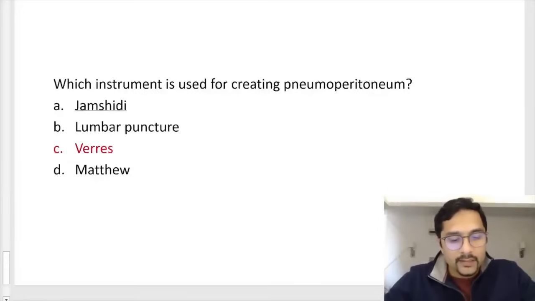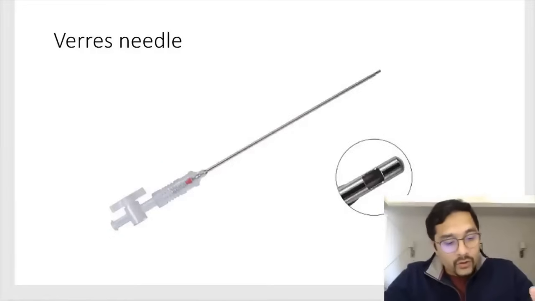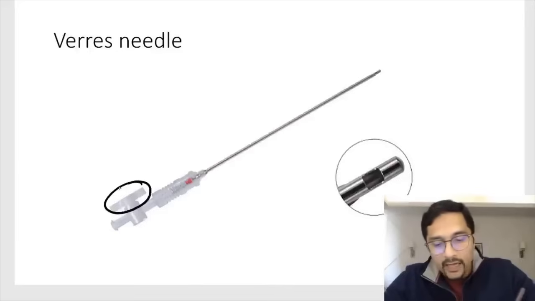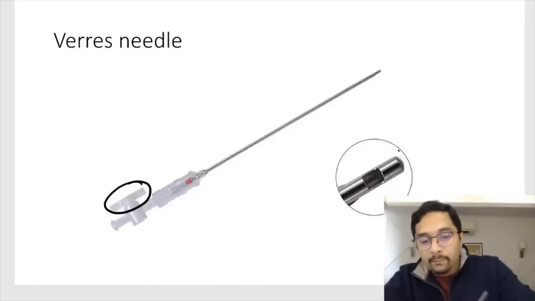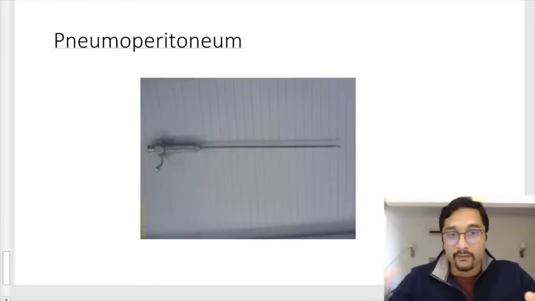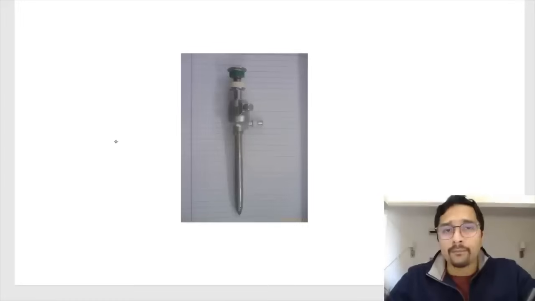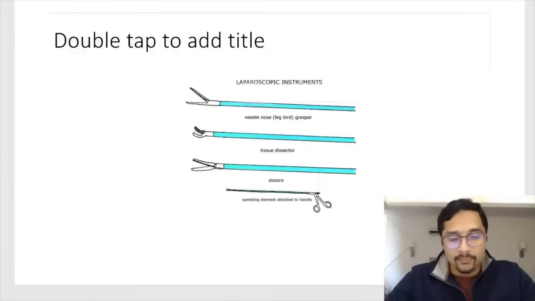This has been asked umpteen number of times. This is the Veress needle. All of you should know how to identify the Veress needle. You have a stop valve here and you can see it has a beveled edge. So this is a Veress needle used for creating pneumoperitoneum. This is again a Veress needle for pneumoperitoneum. This is a sharp trocar which is used during laparoscopy.